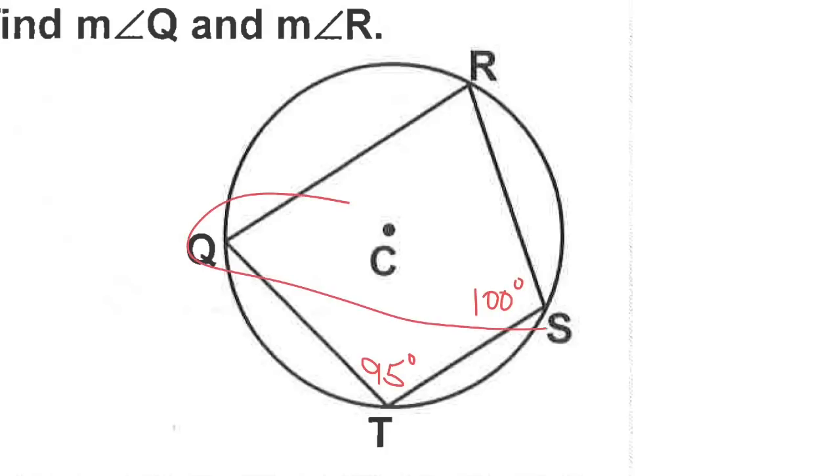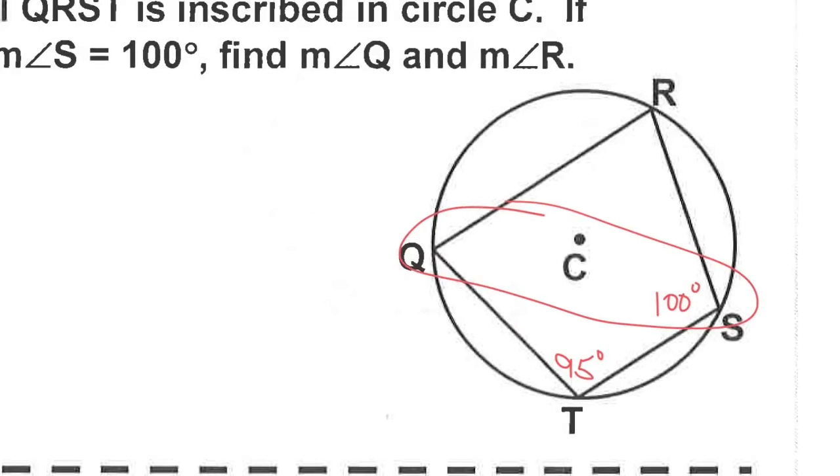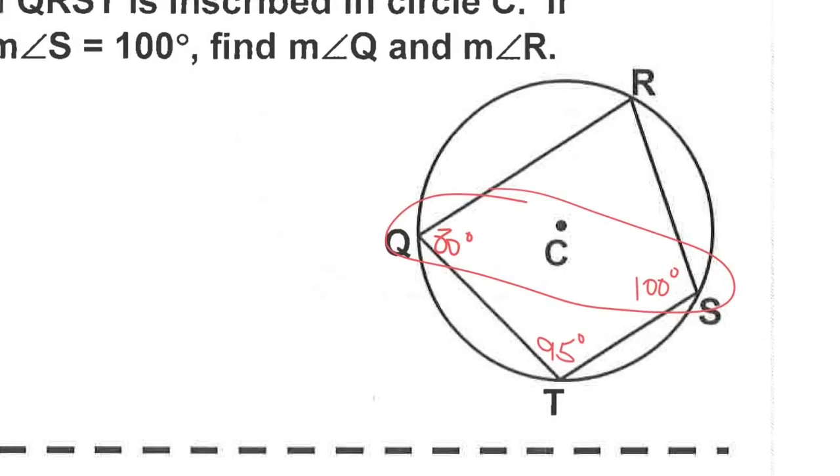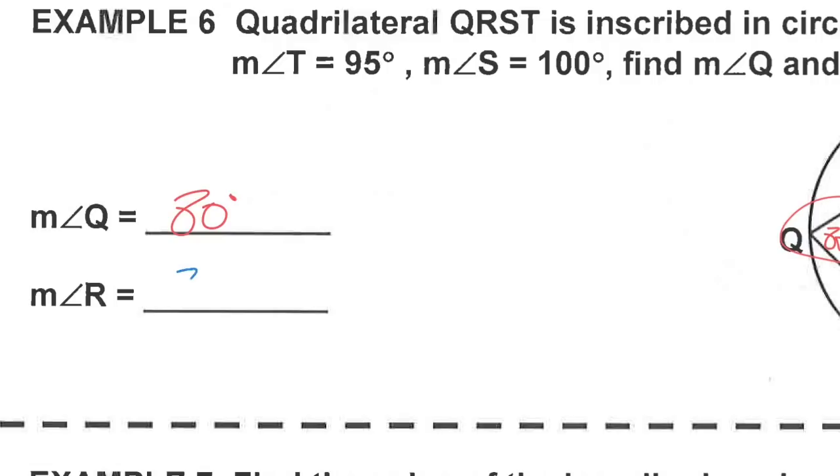Well, guys, opposite angles are supplementary. So 180 minus 100 will give us Q is 80 degrees. Same thing for the other one. 180 minus 95 gives us 85. So 85 degrees. So that was pretty easy.